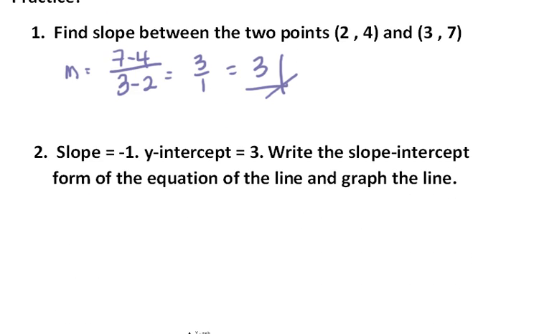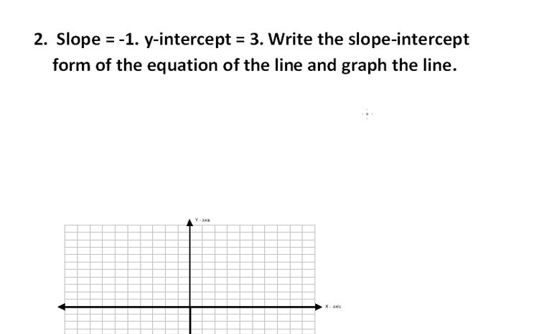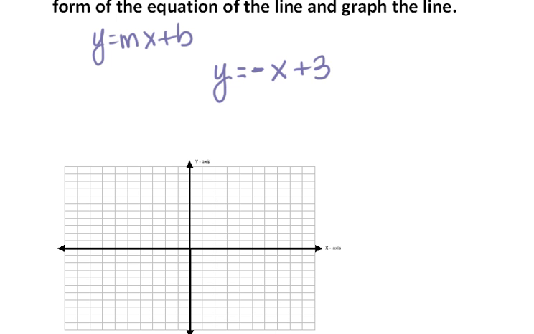What about this one, number 2? We're given the slope and a y-intercept. We need to write the slope-intercept form of the equation and graph the line. So remember that slope-intercept form is y equals mx plus b. Well, we can just place these values in there. So our slope-intercept form should be y equals minus x, because it's minus 1, plus 3. And so that is our equation.